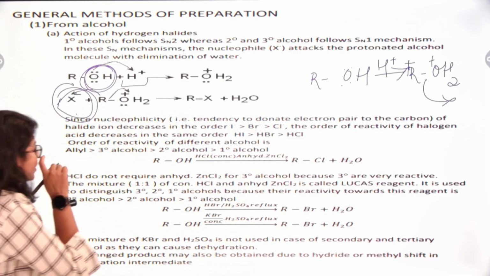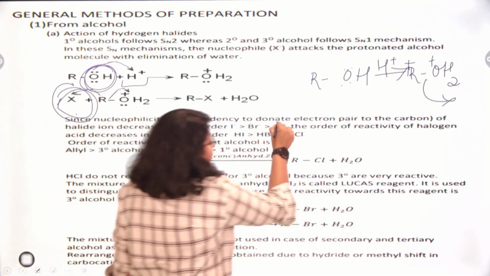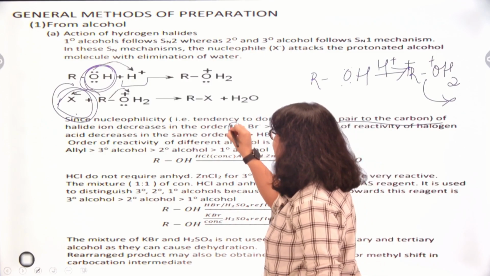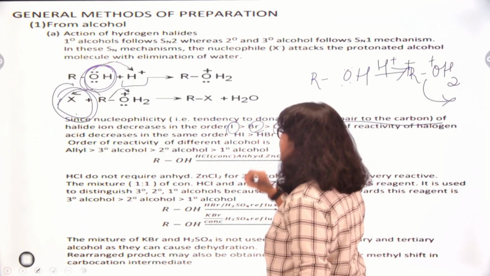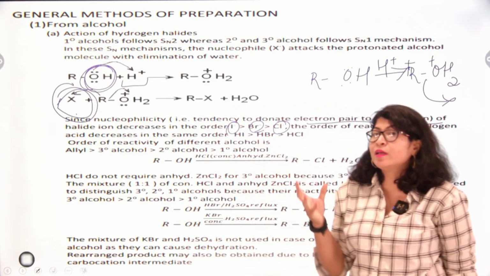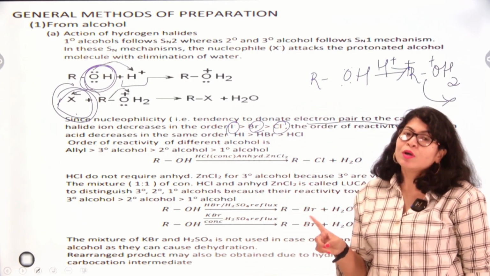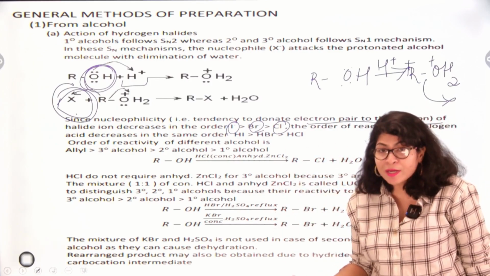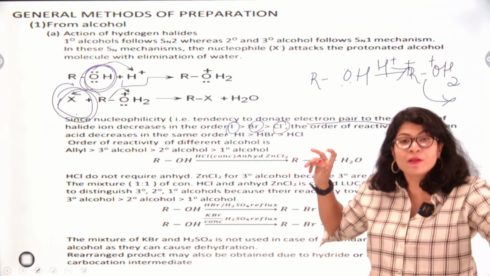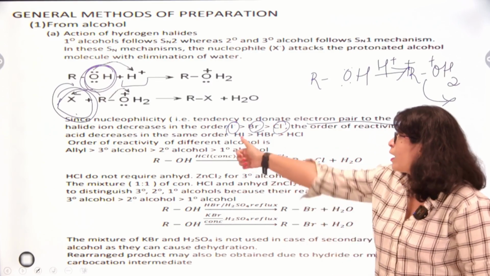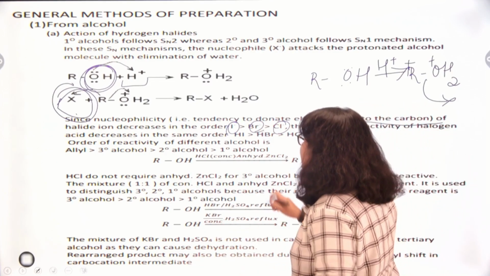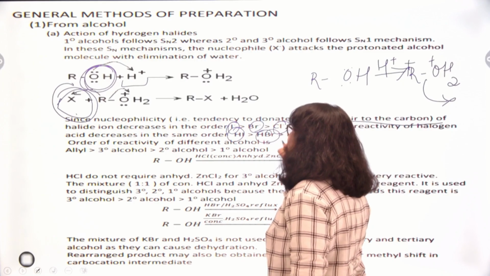Since the nucleophilicity, that is the tendency to donate electrons to the carbon atom, of the halide ion decreases in the order I minus, Br minus, Cl minus. Why? Because as we move from iodine to chlorine, the electronegativity increases as the size decreases. So, because of that increasing electronegativity, the charge donation effect decreases in this order: I minus greater than Br minus greater than Cl minus. So, the order of reactivity becomes HI greater than HBr greater than HCl.